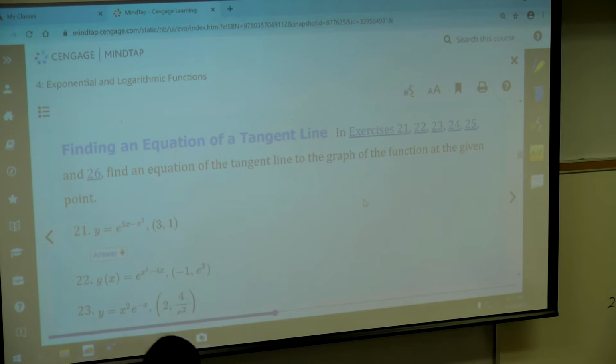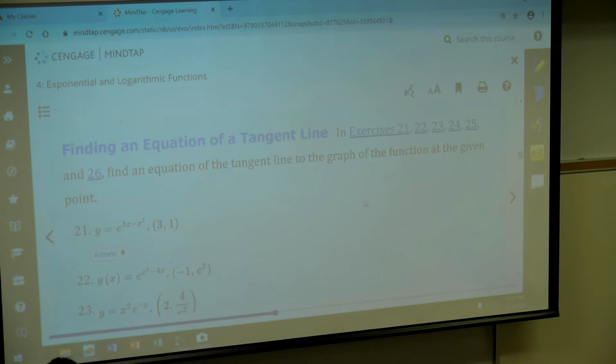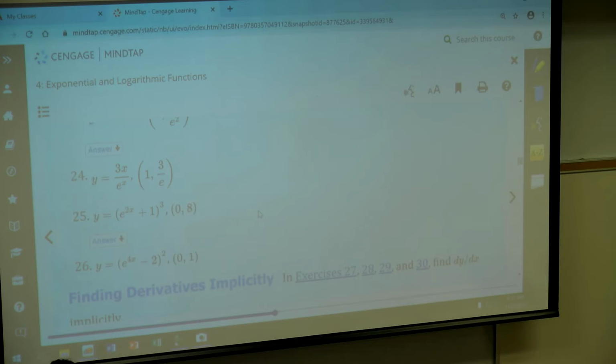So we have seen this before, finding the equation of a line tangent to a curve at a given point. Let's see, which one should we pick? I'll do number 26. That looks fine.